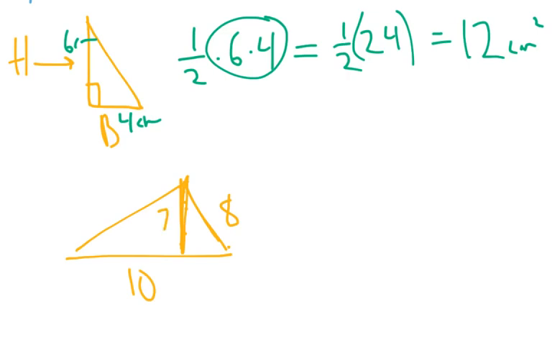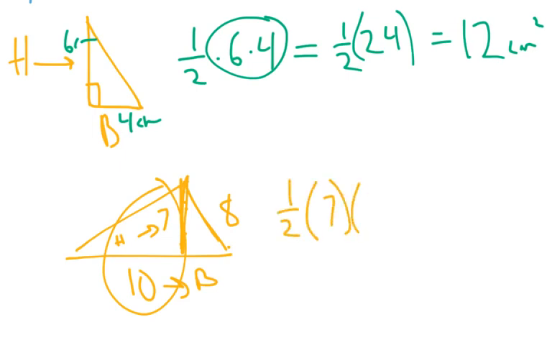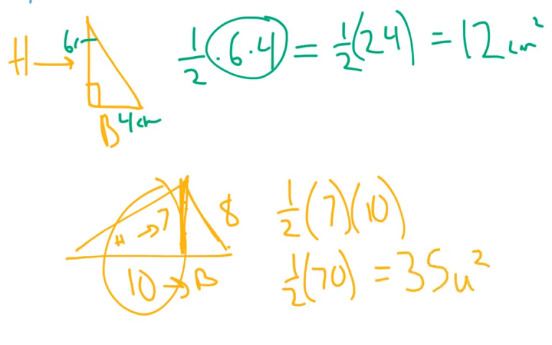So now what we can do is take these two numbers, the 7 and the 10, and apply them to the formula because this is our base and that is our height. So we'll go 1/2 times 7 times 10. And that ends up getting us 1/2 times 70, which is equal to 35. And again, it's going to be a unit squared when we give our final answer. All right, bear with me.